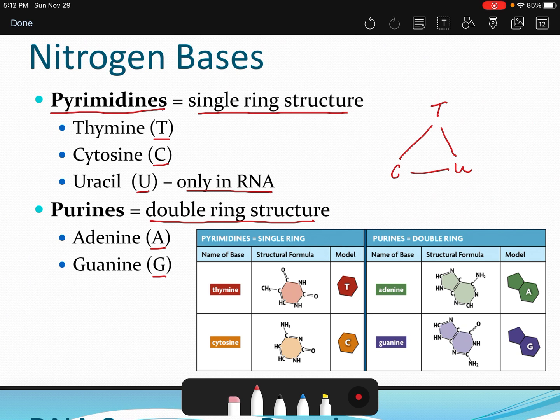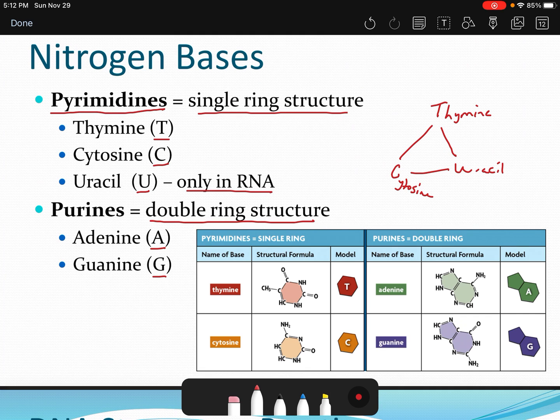Well, when you see this, Tri-College University, it forms a pyramid, like a triangle, but we now can use that to represent thymine, cytosine, and uracil. Okay, those 3 make up the pyrimidines.